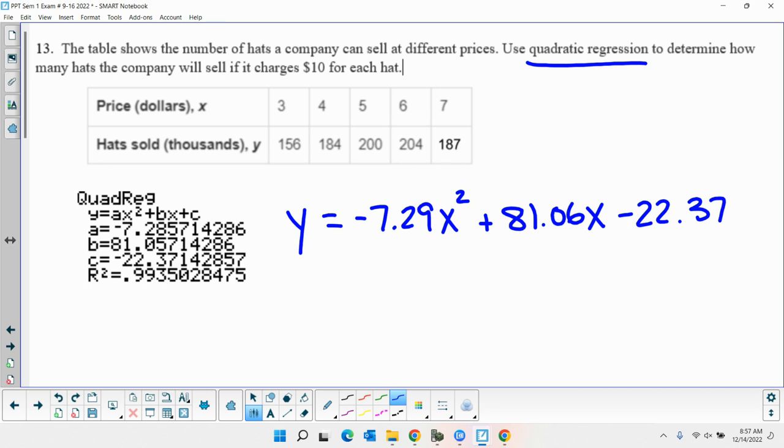All right. So what this table is, is the number of hats a company can sell at different prices. So if it's $3, they sell that much, $5, that many. So we're going to say if we charge 10, that means we're just putting 10 in for x squared. Or for x, sorry.